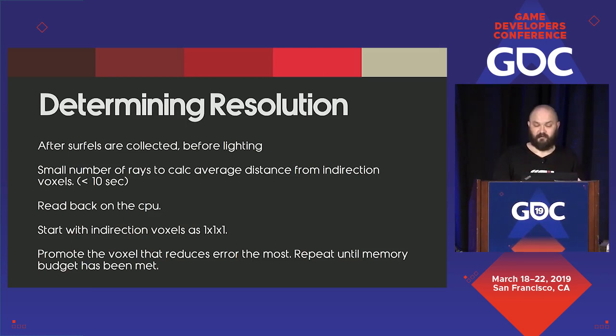And start with the indirection texture, assuming that every indirection texel is a 1x1. And then we use a greedy algorithm to decide, globally for the whole set, which voxel benefits the most, reduces error the most by promoting it to the next one up. And then we continue.